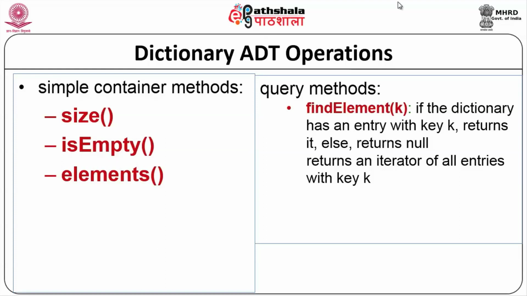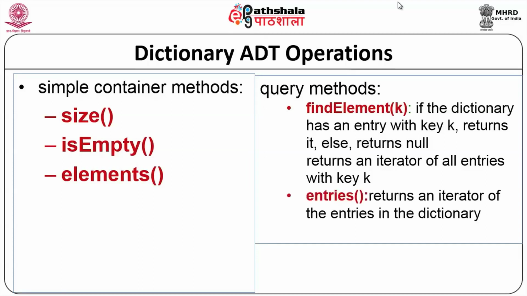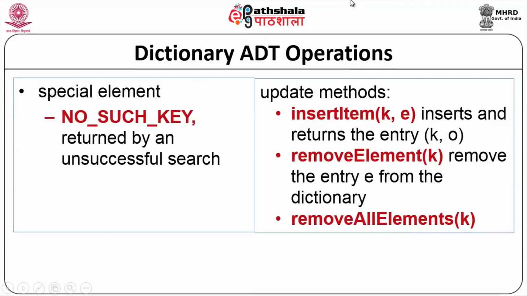So, that is why we are saying if the dictionary has an entry with key k, then it returns that value, otherwise it returns null, and it also returns an iterator of all the entries associated with the particular key. And there is also a special element called no such key, which tells you that you have had an unsuccessful search. The update methods include insert the key with a particular value, which inserts the entry; remove an element with a particular key; and remove all elements with a particular key. So, it can remove one element with a particular key value, or it can remove all elements associated with a particular key value.